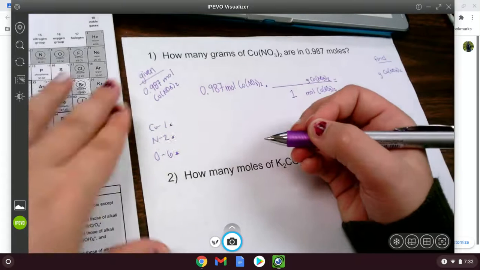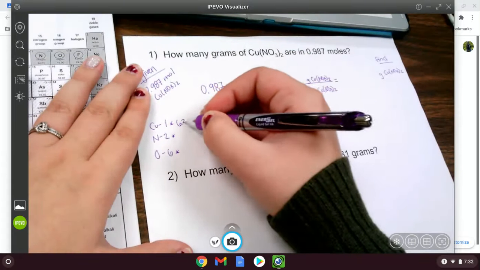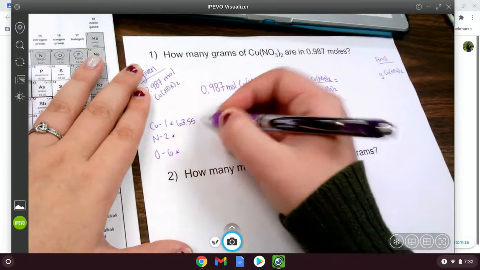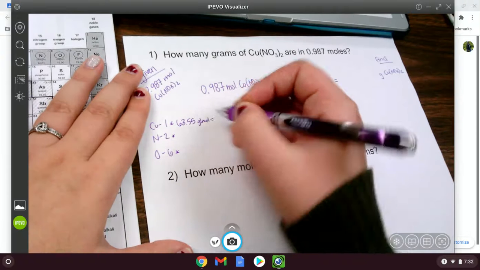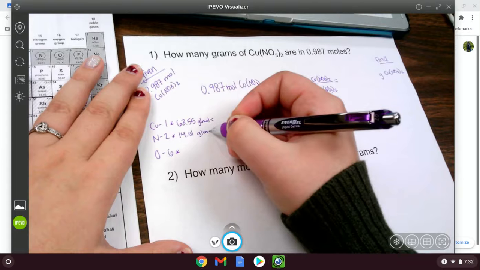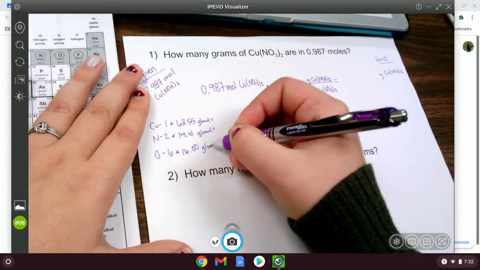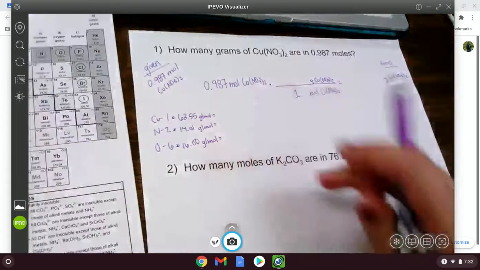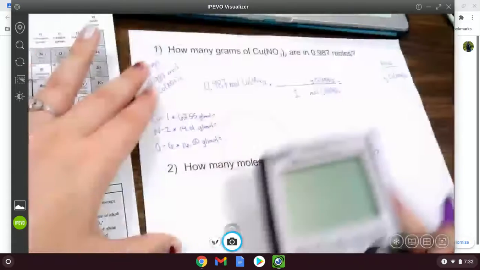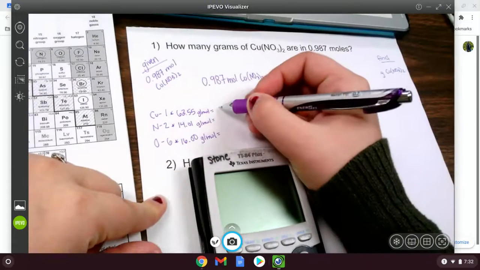So copper's atomic mass is 63.55 grams per mole. Nitrogen is 14.01 grams per mole, and oxygen is 16.00 grams per mole. By now, guys, we should be pros at calculating molar mass. I don't need my calculator for this one.